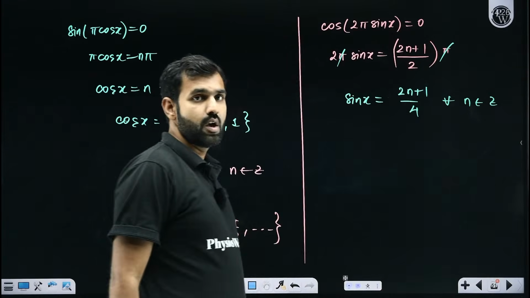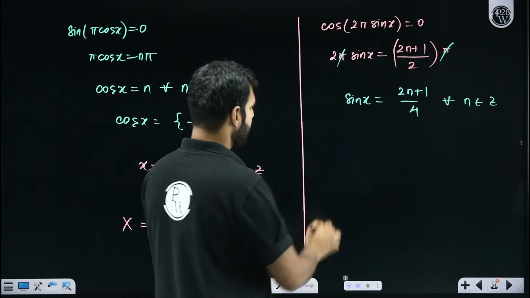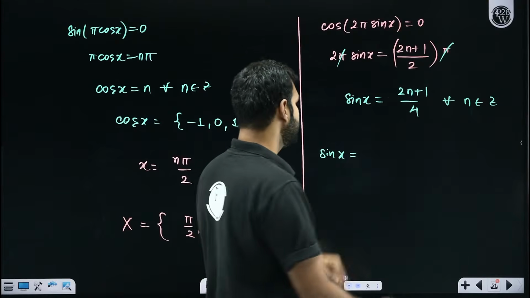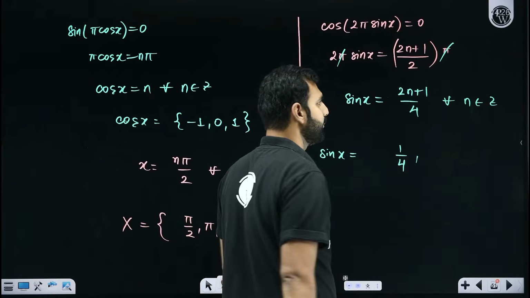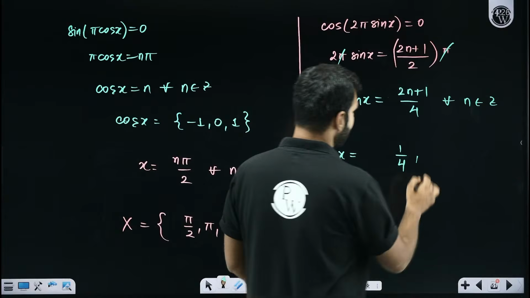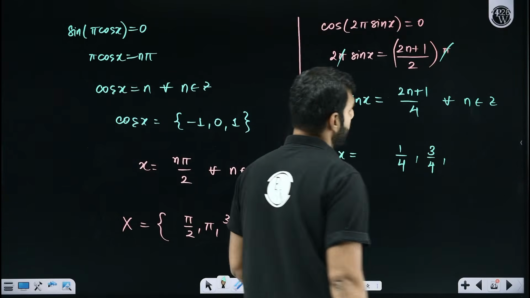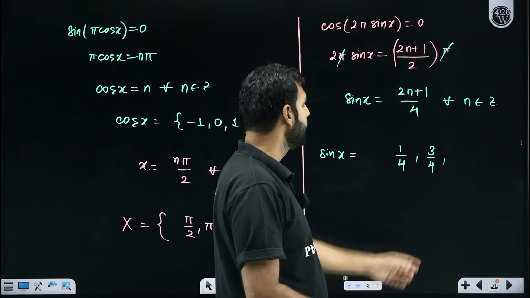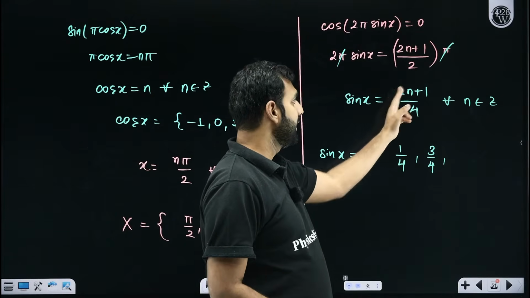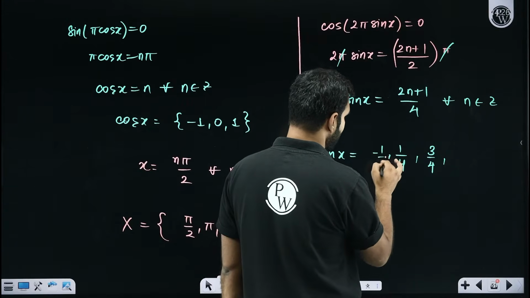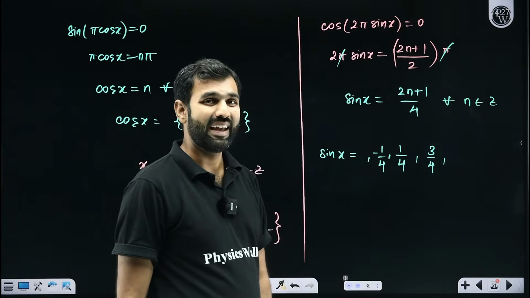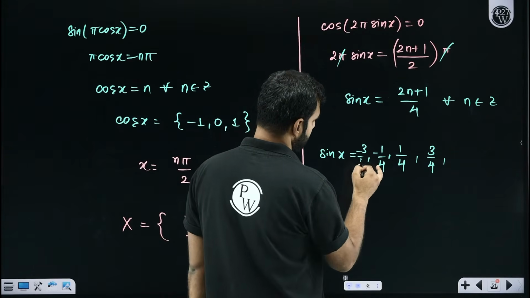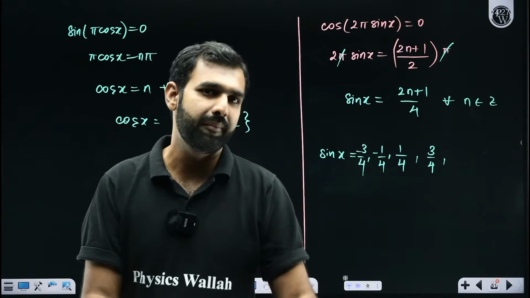But when I start putting different values of n, what do I get? When I put n as 0, this is 1 by 4. Yes, 1 by 4 is an acceptable value. When I put n as 1, this is 3 by 4, also acceptable. When I put n as 2, 2 into 2 is 4, 4 plus 1 is 5, 5 by 4, not an acceptable value. If I put n as minus 1, minus 2 plus 1, that is minus 1 by 4, also acceptable. If I put n as minus 2, minus 4 plus 1, that is minus 3 by 4, also acceptable. So 4 values of sin x I'm getting here.